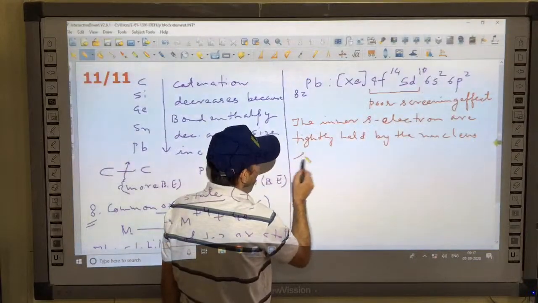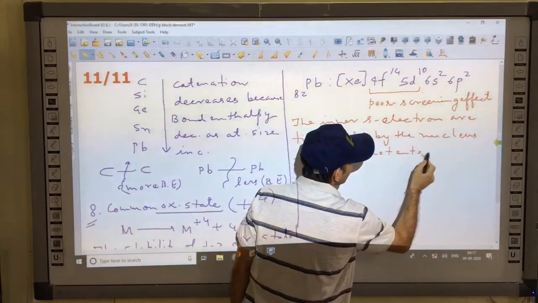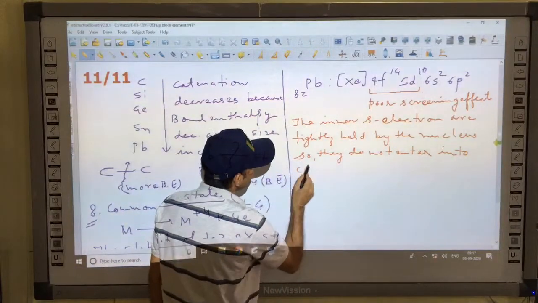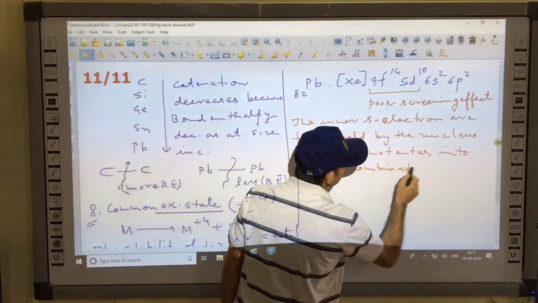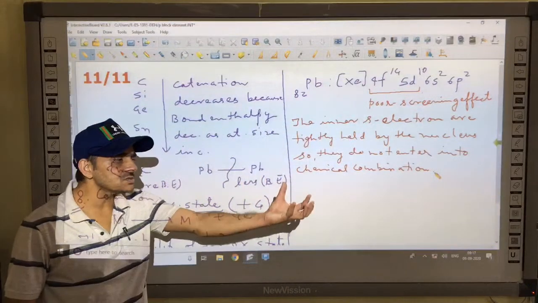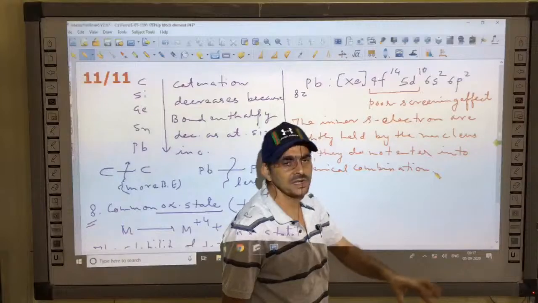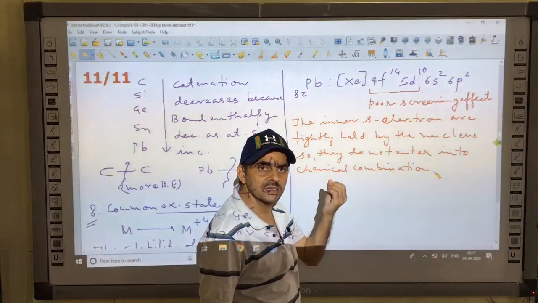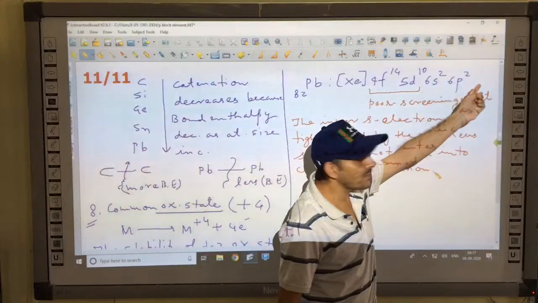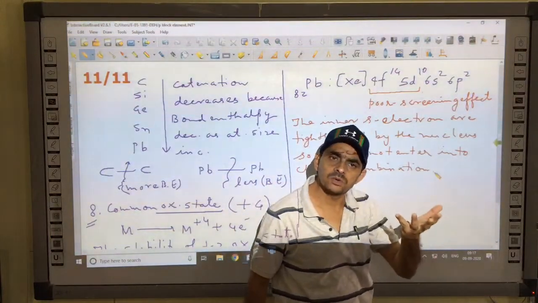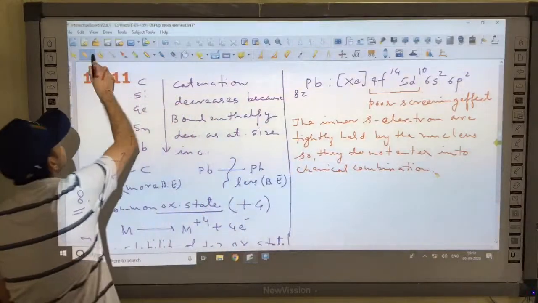So they do not enter into chemical combination. They are attracted by the nucleus because the 4f and 5d orbitals are completely filled, so these s electrons are pulled towards the nucleus. So they do not take part in chemical bond formation. Only the outer p electrons are removed. So how many electrons are removed? 2. So what will be the common oxidation state of lead? +2. This effect is called the inert pair effect.